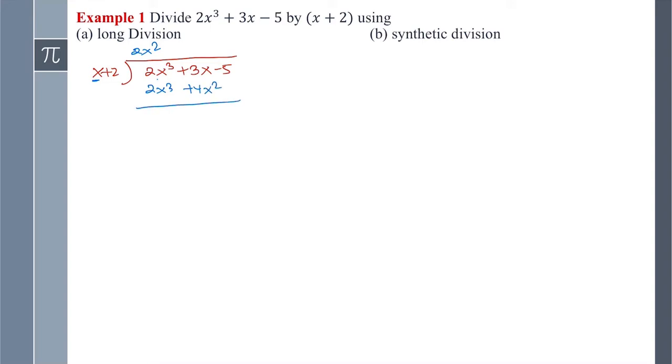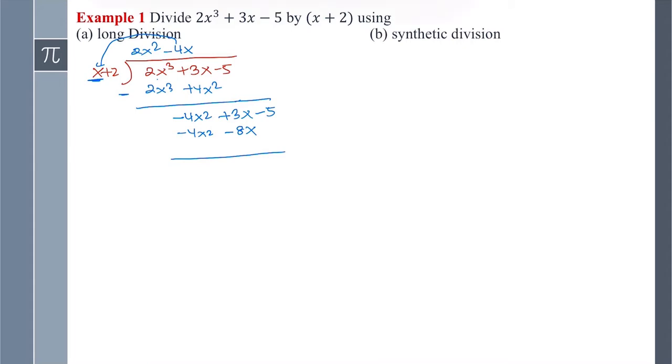Next we are going to subtract. 2x cubed minus 2x cubed is 0. Now we don't have a square term up here, so when we subtract 4x squared from nothing, it's negative 4x squared, and then we have plus 3x and then minus 5. We'll pull everything down here. Now we'll just repeat the process. We put something here so that when we multiply with x, we get negative 4x squared, so it's negative 4x. Then negative 4 times 2 is negative 8x. And then we do the same thing.